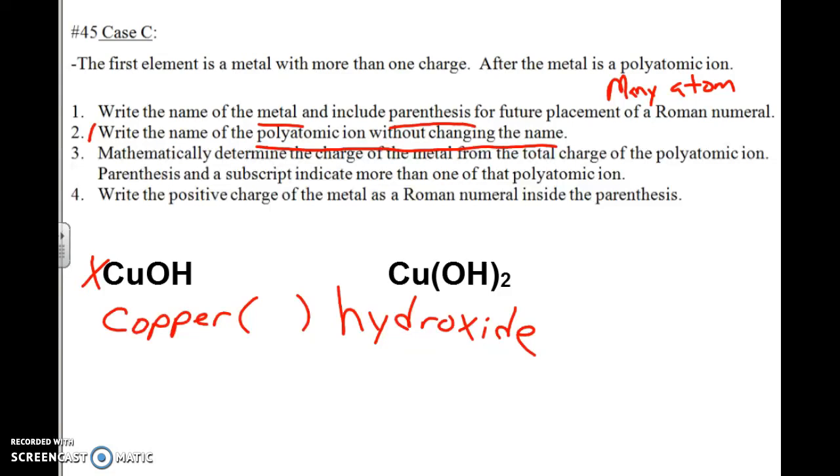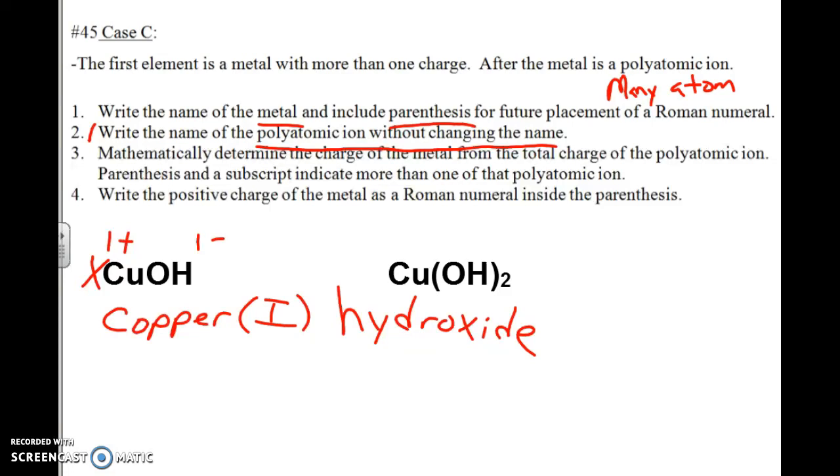Now we've got to figure out what the Roman numeral is that goes in the middle. Hydroxide, according to the back of your periodic table, has a 1 negative charge. The whole thing needs to balance out to 0, so that must mean that the copper is a 1 positive charge. So this would be copper(I) hydroxide.